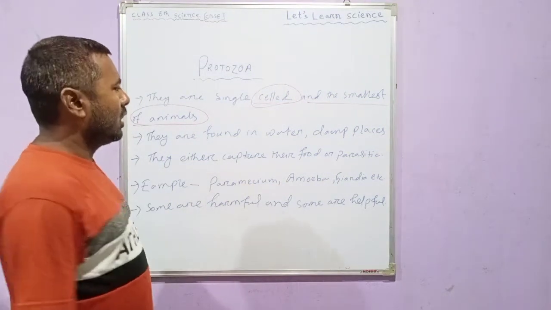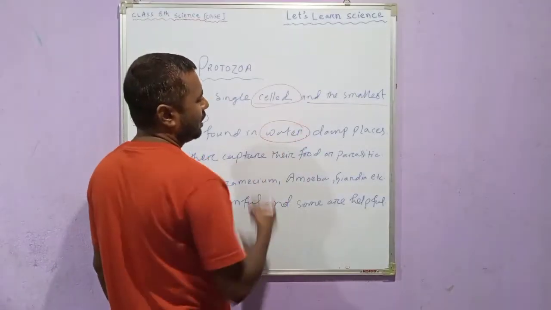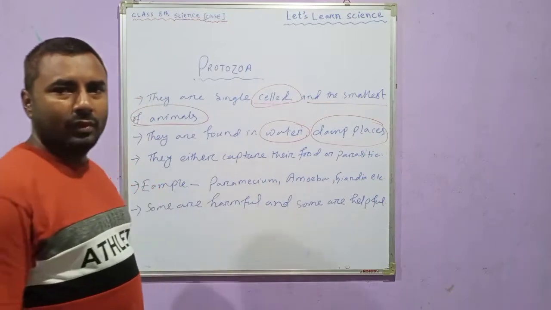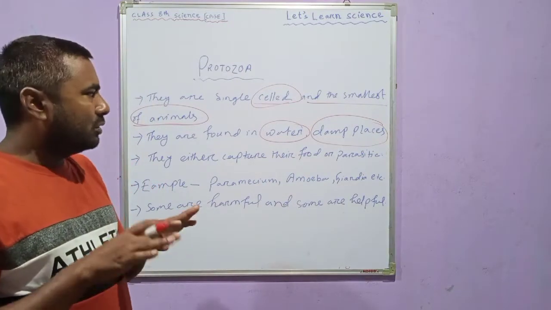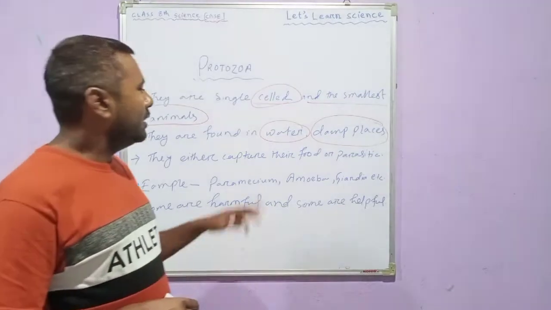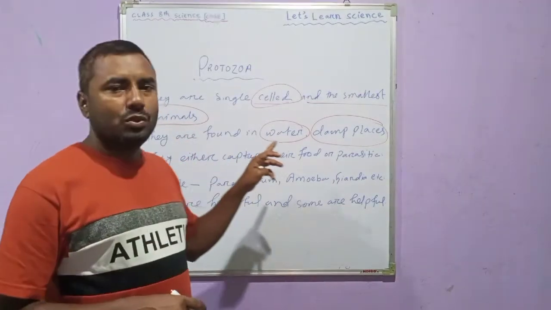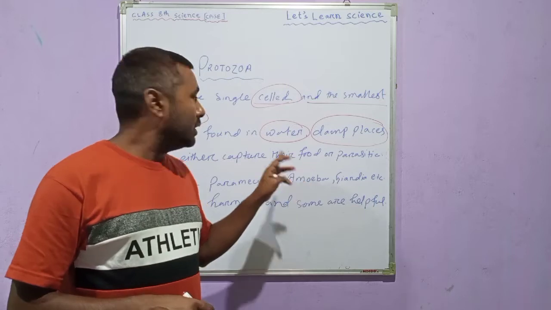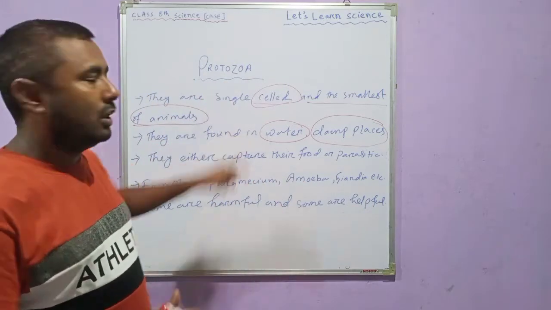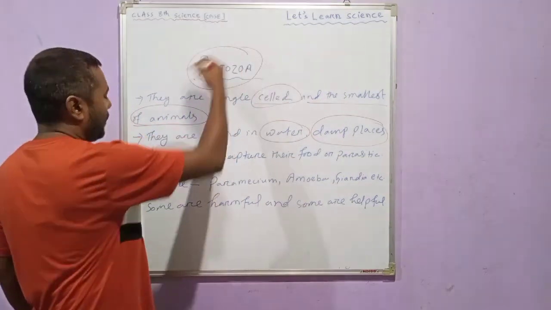They are found in water. Where are they found? In water, or in damp places, in those places where the moisture is somewhat more. In such places, protozoa live. So water as well as damp places is the habitat of protozoa.